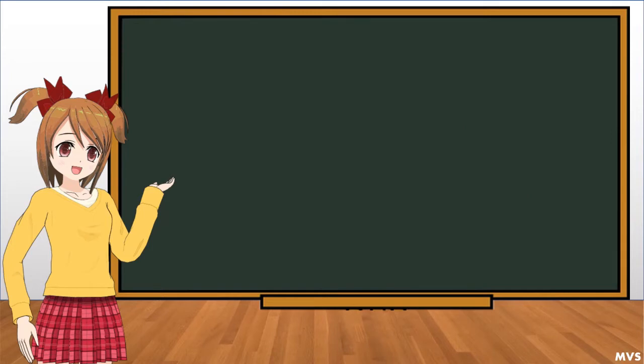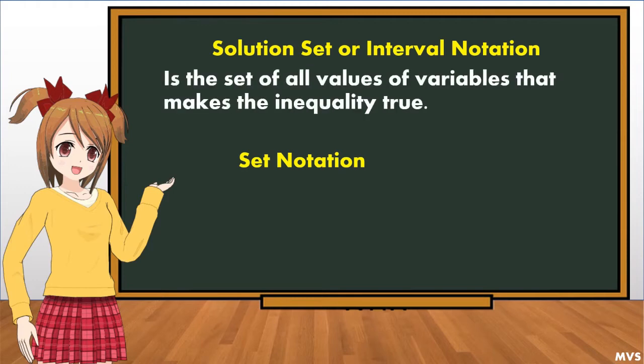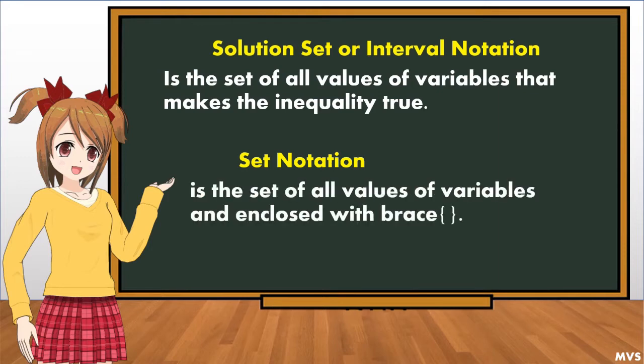In solving quadratic inequality, you have to determine the solution set or interval notation and set notation. So what is solution set or interval notation? It is the set of all values of variables that makes the inequality true, while set notation is the set of all values of variables and enclosed with brace.